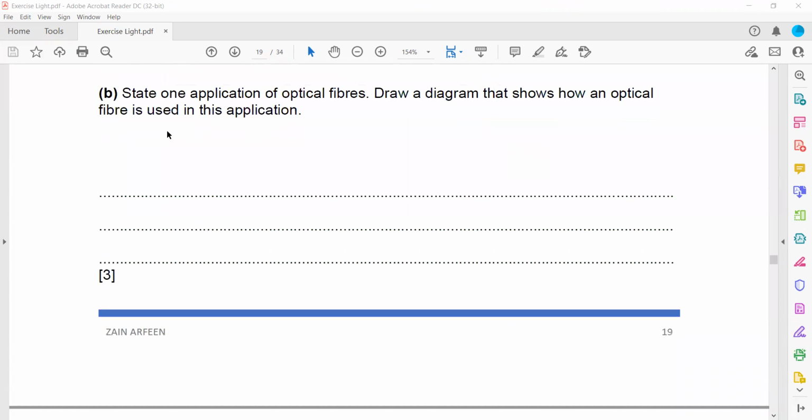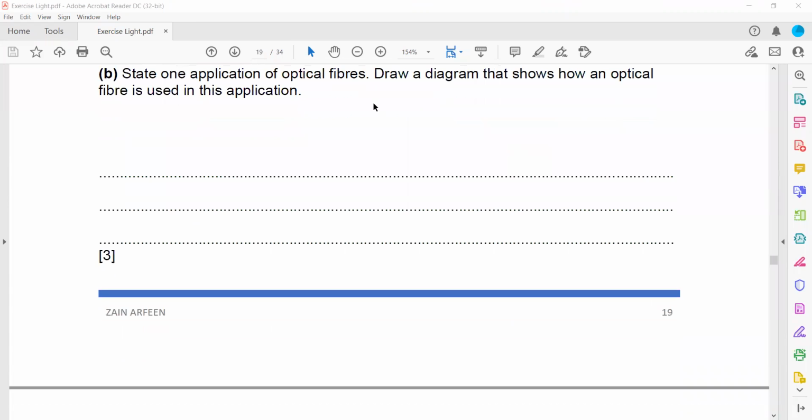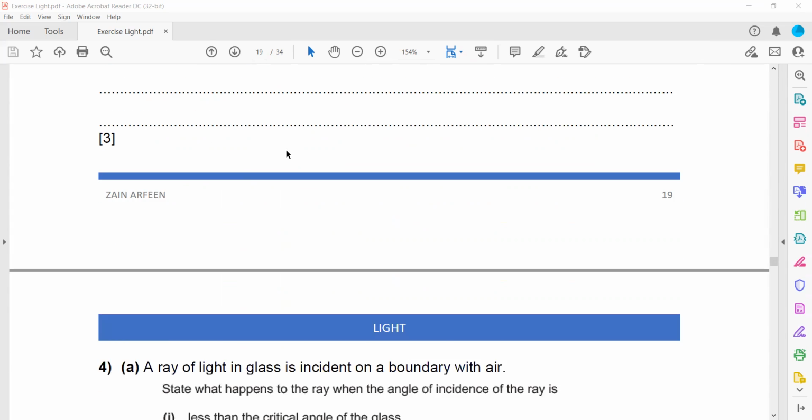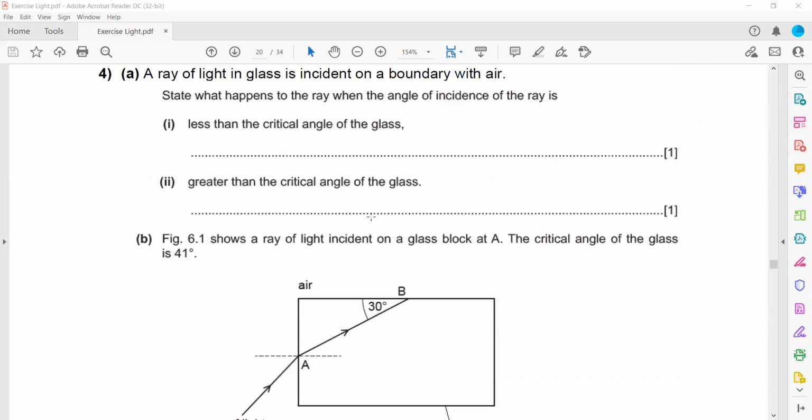Again, you can state one application of optical fiber and draw a diagram of how optical fiber is used. So what you can write, where you can use optical fiber, is the same answer. I can draw this diagram and mention endoscopy is used to examine the internal organ of the body. Light will undergo total reflection when passing through optical fiber and make the inside part of the organ visible for examination. So the same answer is there for 3 marks.